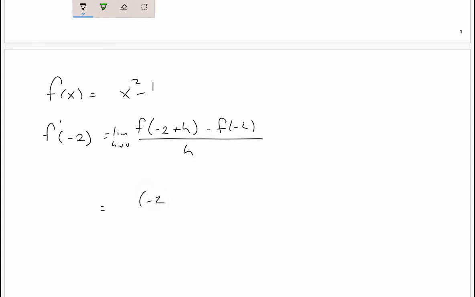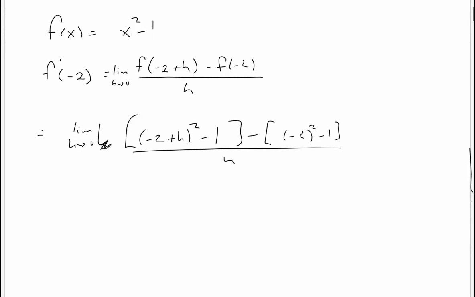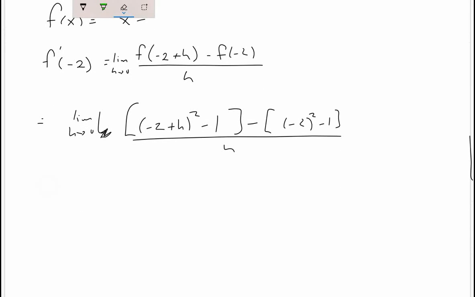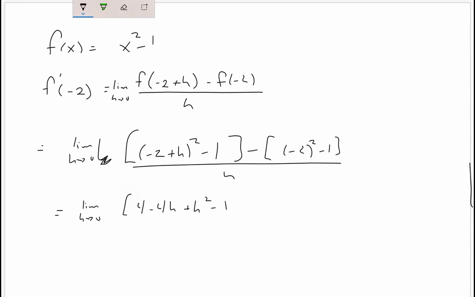So that's going to be negative 2 plus h squared minus 1, minus f of negative 2, over h. And I got to have my limit out front. I'm being very bad about leaving that off, apparently. Don't do that. So simplifying things a bit.